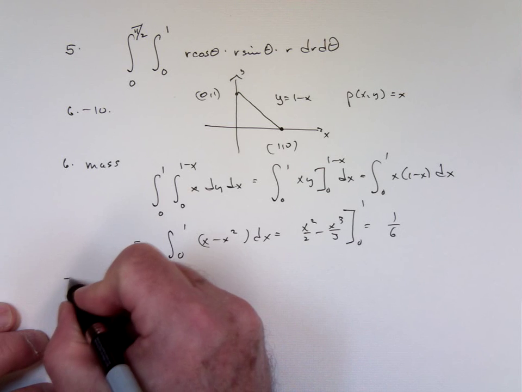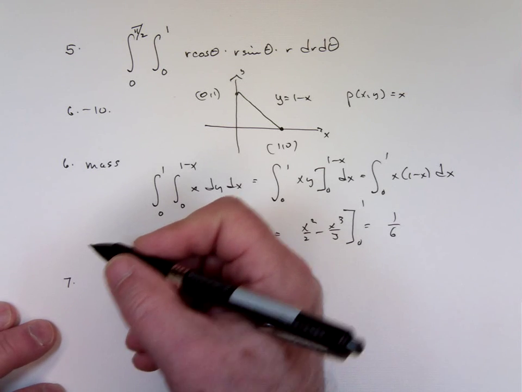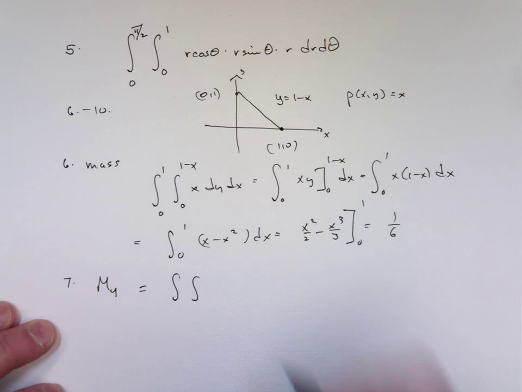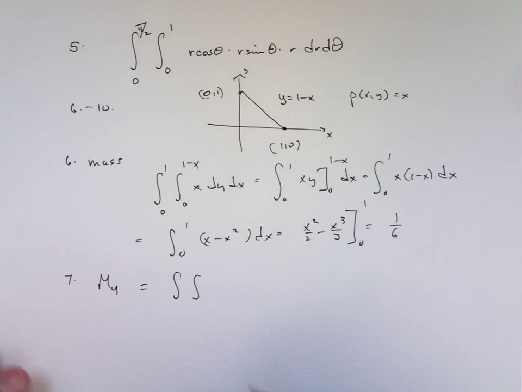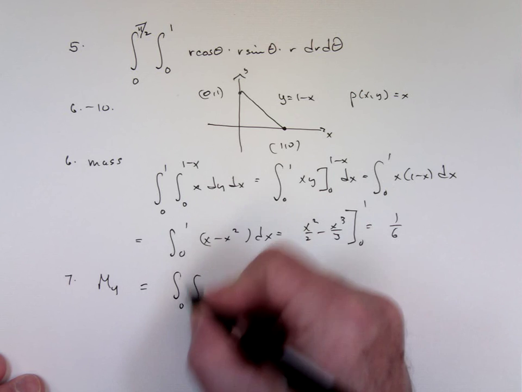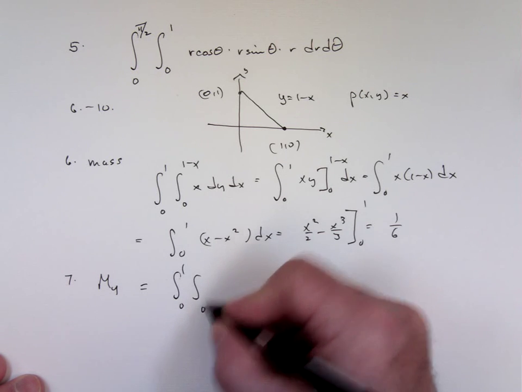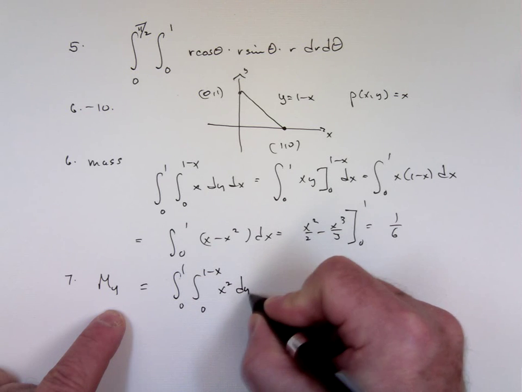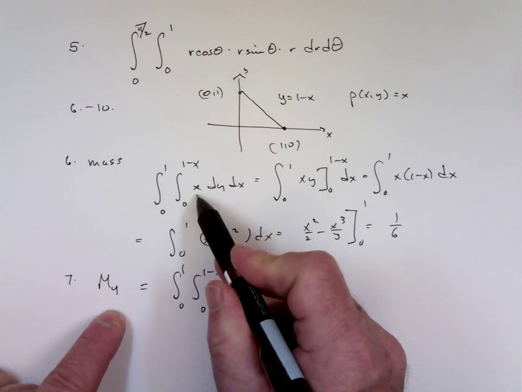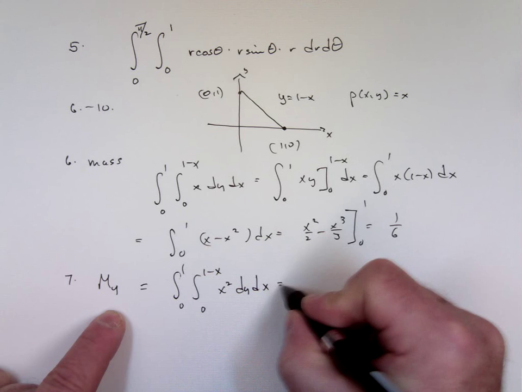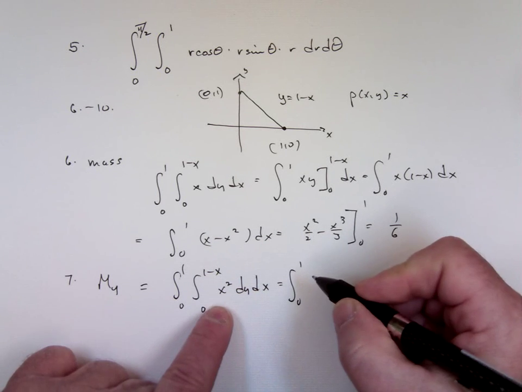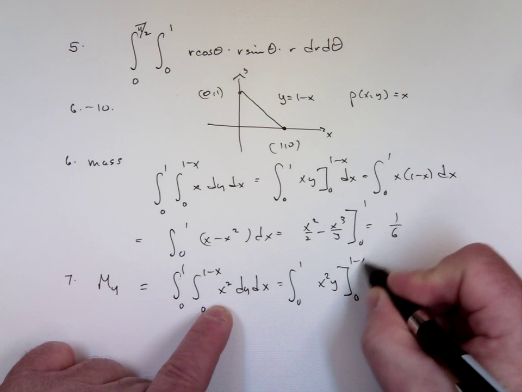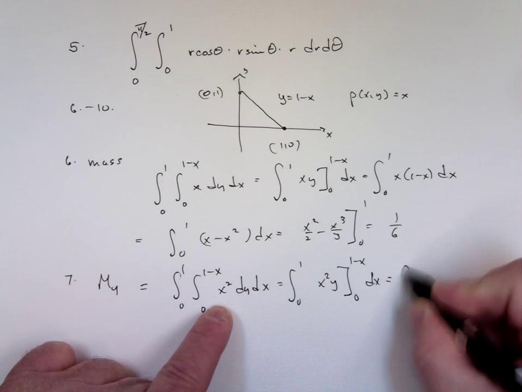Number 7. Find the moment about the y-axis. Well, the moment about the y is the same integral, except now we need a distance. That distance is equal to x, so we get an x squared. Okay? X density function, x distance, x squared. Integrate x squared with respect to y to get an x squared y. Substitute it in.